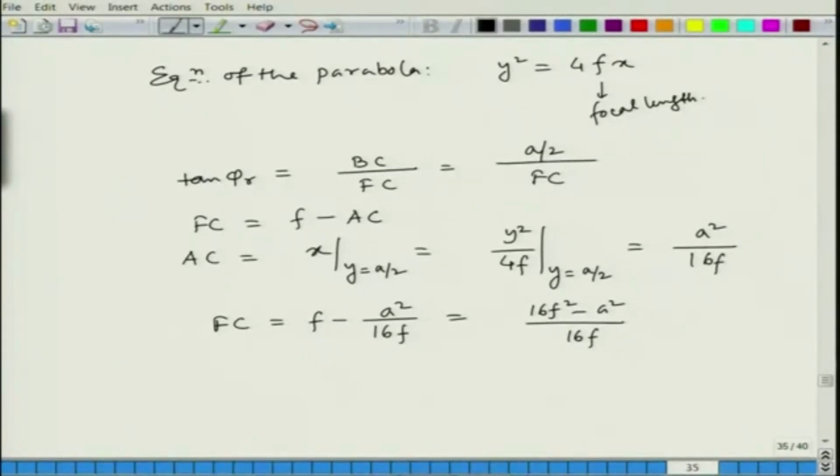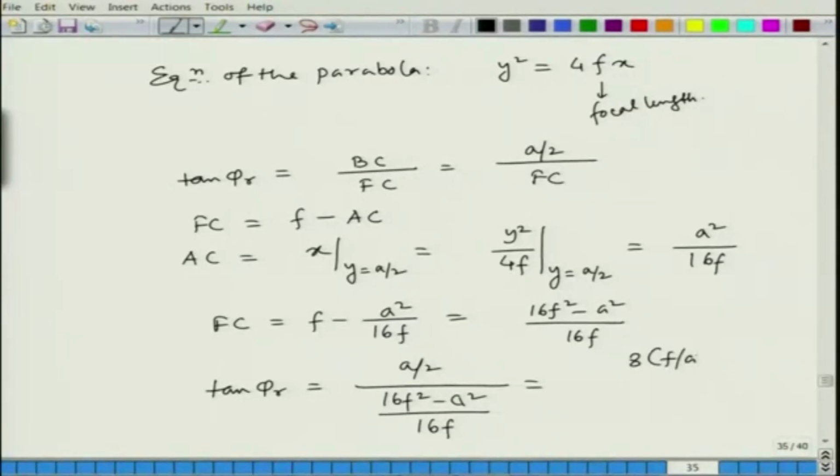Okay. So, now this tan phi r we can write as A by 2 divided by FC, and if we put the FC value here, then by simplifying what you can get is 8f by A divided by 16f by A squared minus 1. Okay.